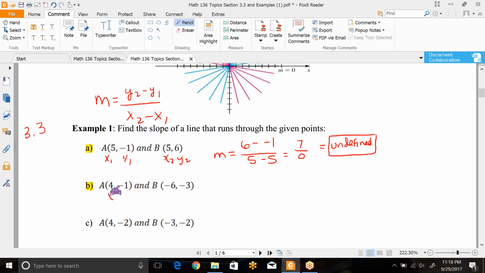x1, y1 for the first ordered pair and x2, y2 for the second ordered pair in B. And if we do our slope formula, this would be negative 3 minus negative 1, which would be plus, over negative 6 minus 4. So that's negative 2 over negative 10. Negative over negative is positive, and we need to reduce the 2 over 10. It's 1 over 5. So you have to always reduce your fractions.